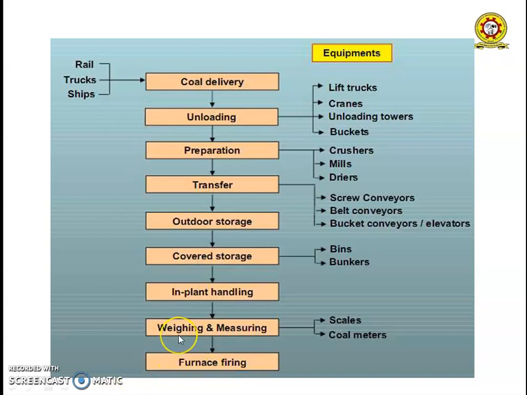And next one is weighing and measuring. The equipments used for the weighing and measuring are coal mines, lorry hoppers, weighing platform, weighing devices, built-in feeders and inbuilt conveyors. And last one is furnace firing. In furnace firing, the coal is entered and the combustion will start.